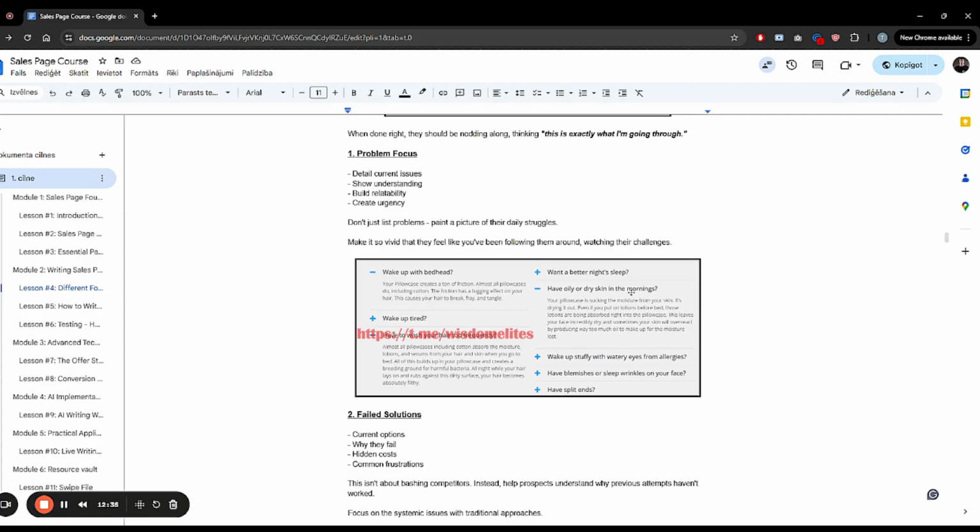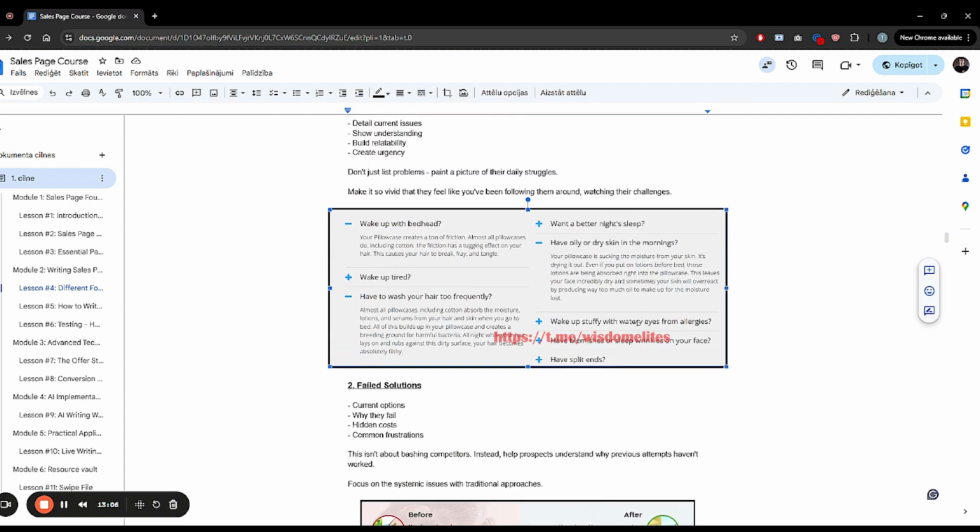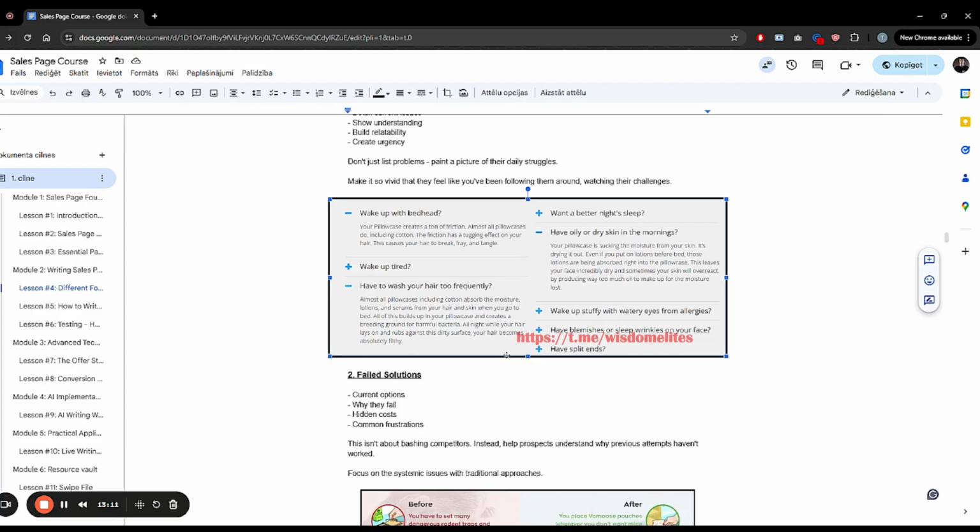So if you have oily or dry skin in the morning, your pillowcase is sucking the moisture from your skin, drying it out. Even if you put on lotions before bed, those lotions are being absorbed right into your pillowcase. So they might relate, like, oh yeah, I apply lotions before I go to bed, but I wake up the same in the morning without any difference. And this leaves your face incredibly dry, and sometimes your skin will overreact by producing way too much oil to make up for the moisture lost. And this also can be something they can relate to. They wake up with oily skin, and it's hard for them to explain it.